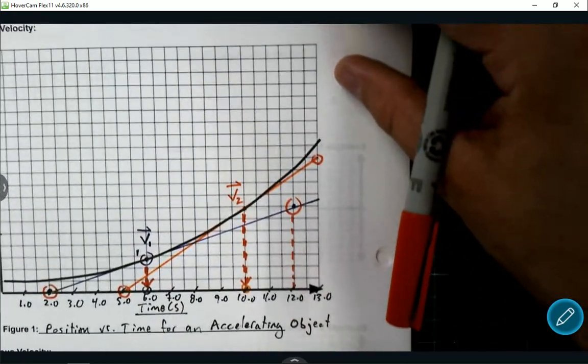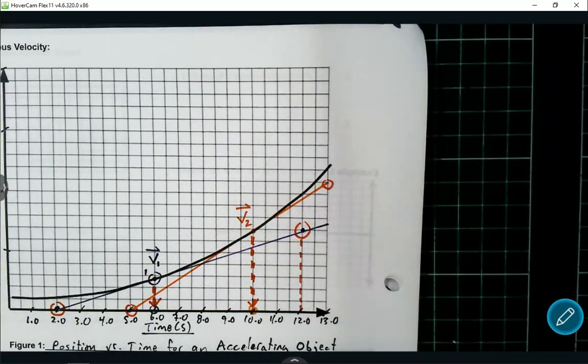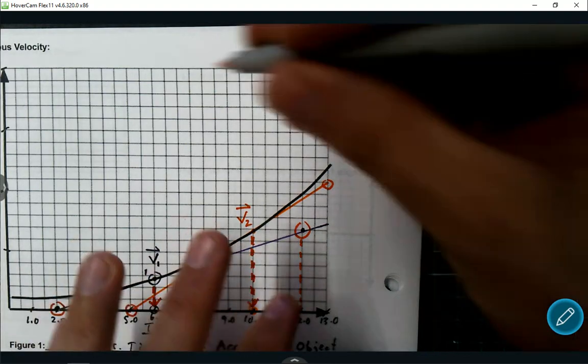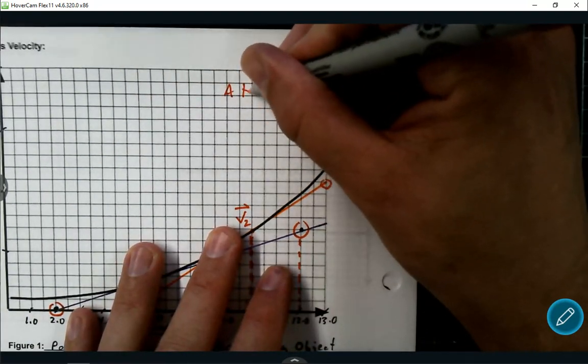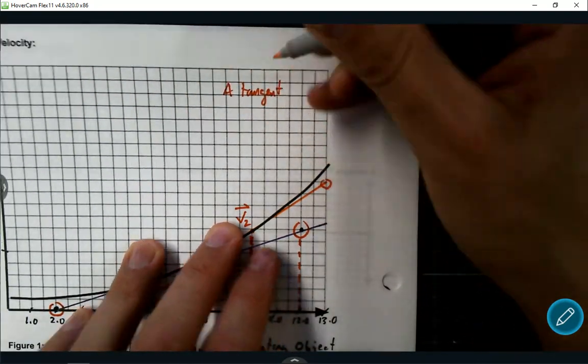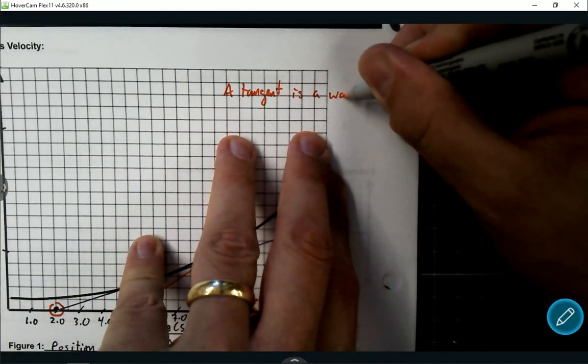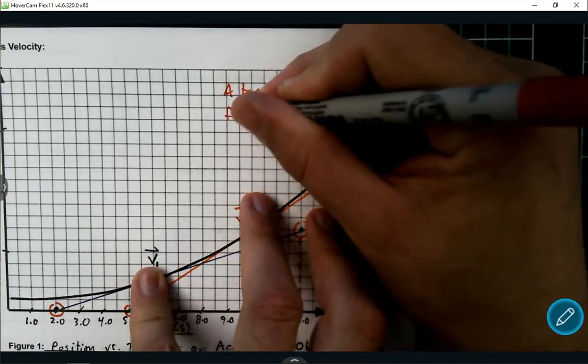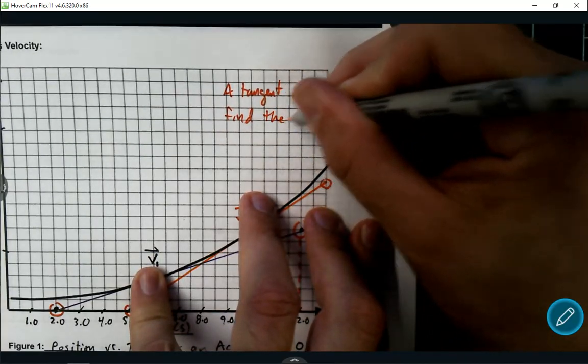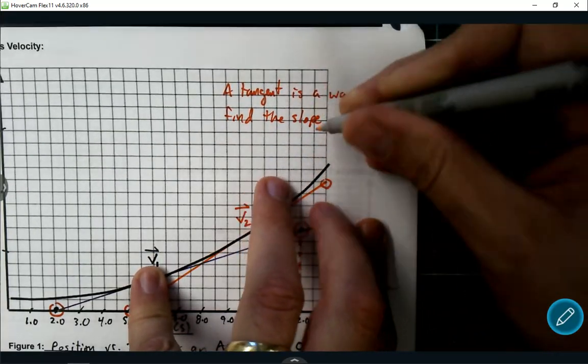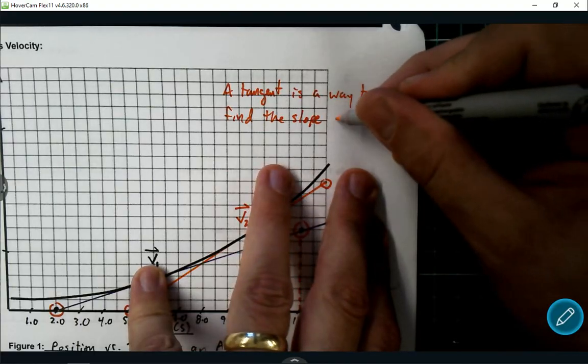I want to make a little word note because I know that some people thrive on words. Let's just make sure that we have this in words. A tangent is a way to find the slope at a single instant.